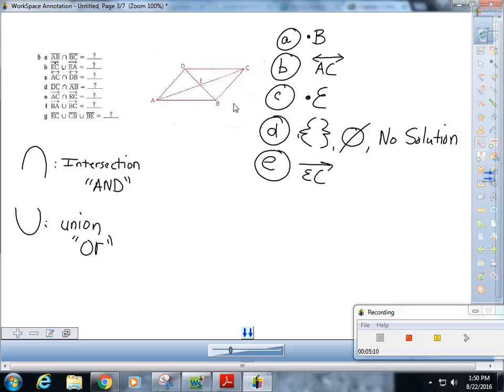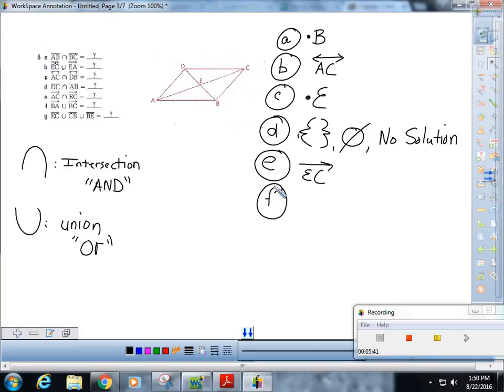How many points are on line AC? Infinite. That's why we have to write the answers as symbols. It's not just points A, E, and C. And that's why we use symbols, because we don't feel like writing out an infinite amount of points. Because that would take a long time. How long would it take, class? It would take infinite. Okay?